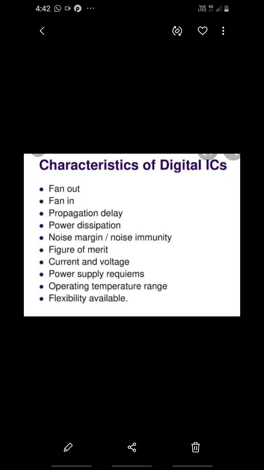Next, figure of merit. It is defined as the product of propagation delay and power dissipation, and it is measured in joules.